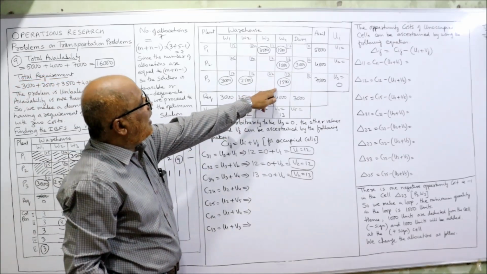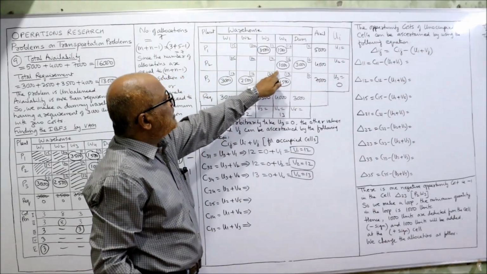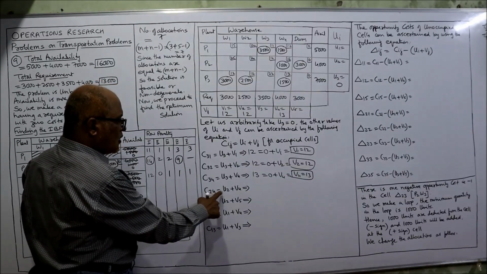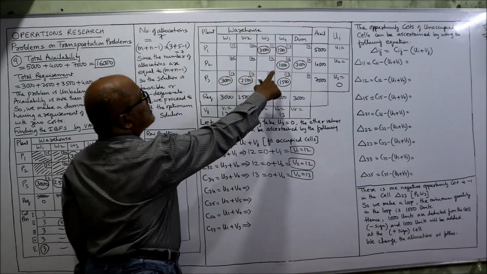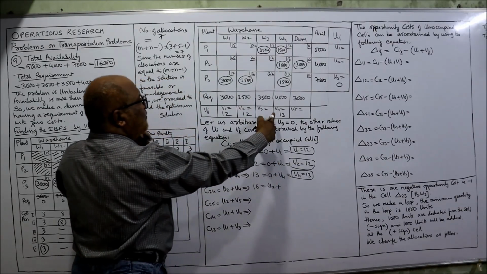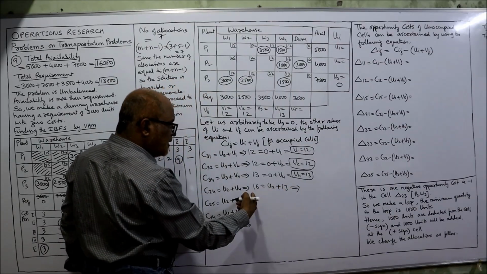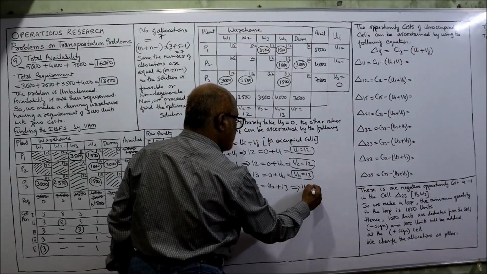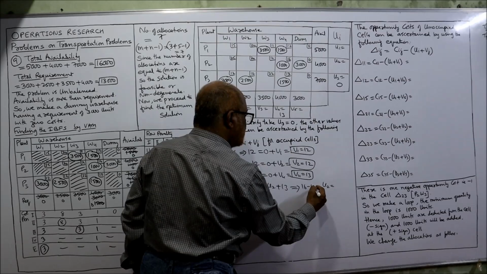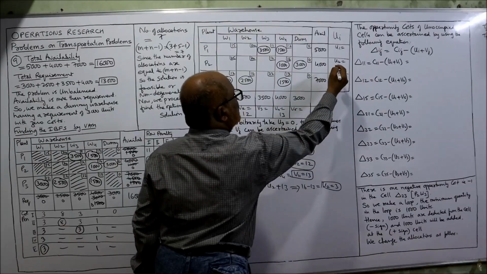Now by going up, if we make use of this cell, we can get the U2 value. What is the location of this cell? 2, 4. C24. C24 is equal to U2 plus V4. How much is C24? 16. So 16 is equal to U2 plus V4, which is how much? 13. So bring this 13 to the left hand side. So 16 minus 13 is equal to U2. U2 is equal to 16 minus 13, which is 3. So we got U2 value 3.